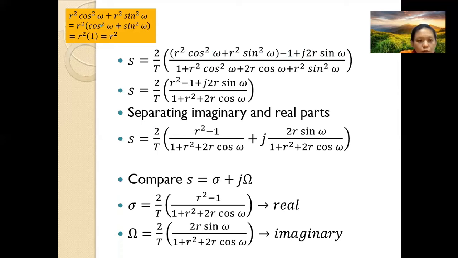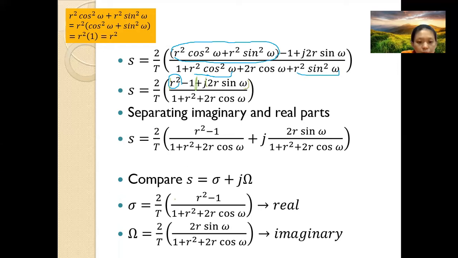So we still remember cos square omega plus sine square omega is equal to 1. So we substitute this in this equation, and for here we will obtain r square. For the below, we will also have the same, 1 minus r square. So we get 1 plus r square plus 2r cos omega. After that, we separate it into the real part and the imaginary part. So from here, we can see this is our real part, and this one is our imaginary part with the j.